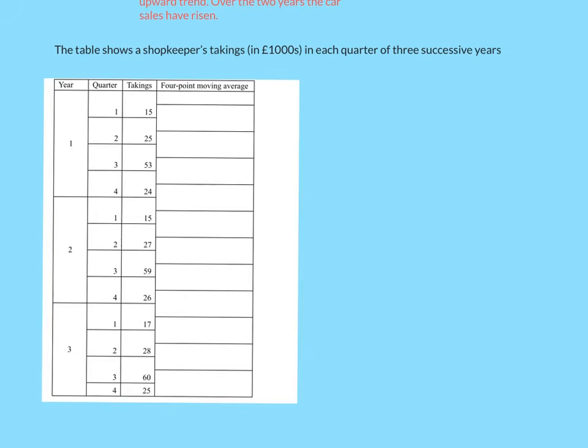Let's say you're given data in a different format first of all. So you've got shopkeeper's takings in thousands of pounds in each quarter of 3 successive years. So your first year, your first 4 quarters, second year, third year. And in this case, if you're finding the 4-point moving average, sometimes they leave the table in this sort of format. And this is what they expect you to do.